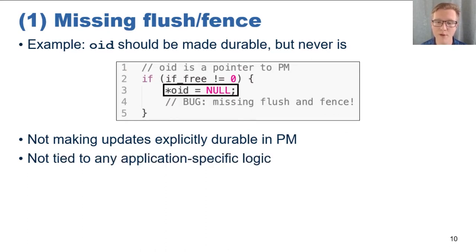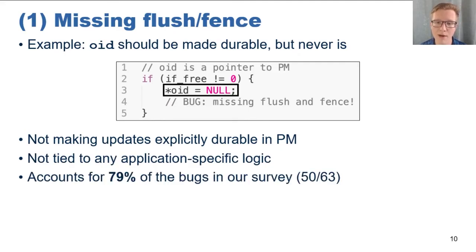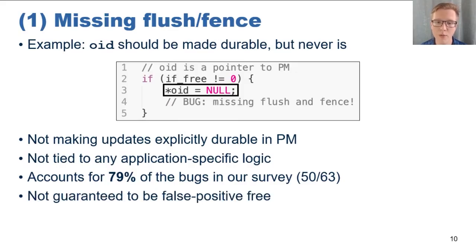Furthermore, we find this pattern across a variety of applications, and it is not dependent on any specific API. We also find that this pattern accounts for the majority of bugs in our survey, almost 80% of our surveyed bugs. We do note that there are ways of writing persistent memory applications which would violate this pattern, but we don't discover any in our testing.